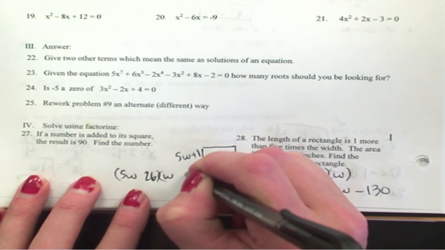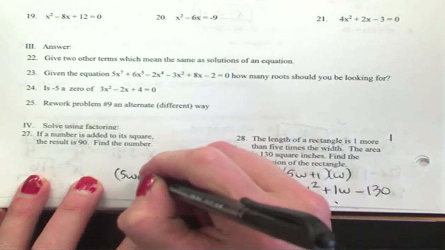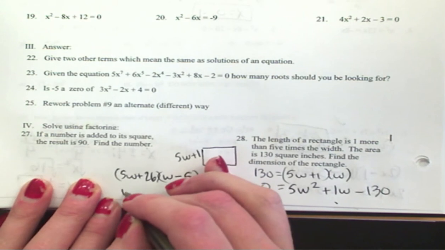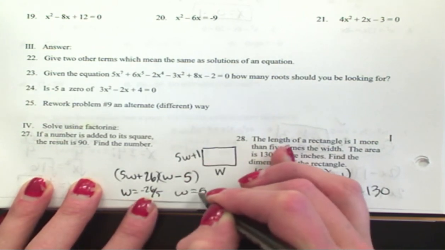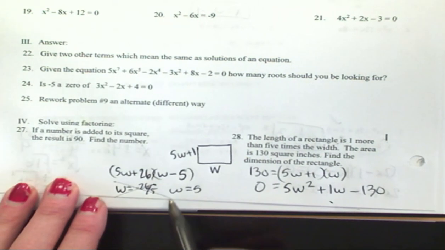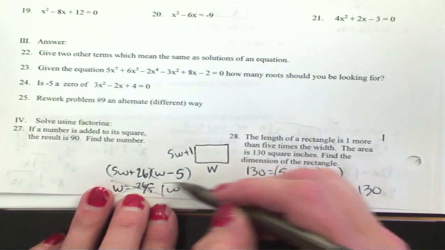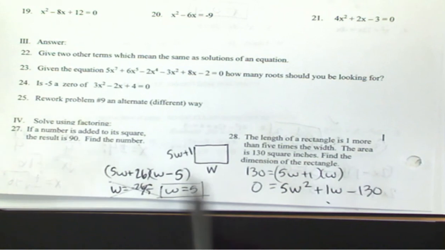But 26 and 5, but I need a positive 1 in the middle and a minus, which means w is negative 26 over 5, or w is 5. Well, guess what? A width can't be negative, so you get this. Now, you could have tried numbers until you got them to multiply to 130. But anything else about solving?